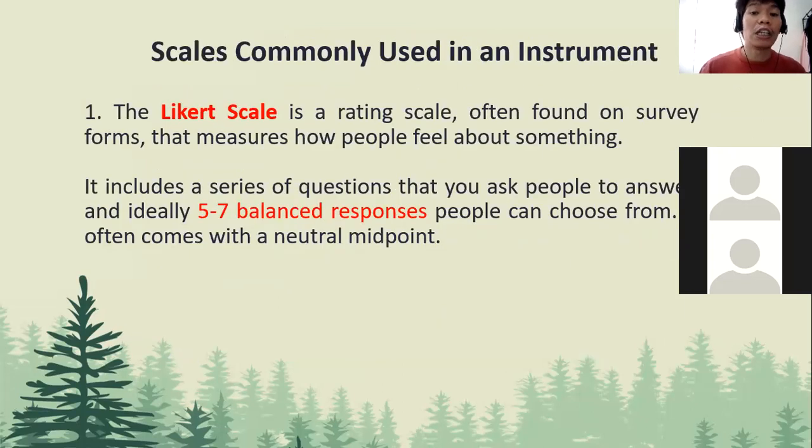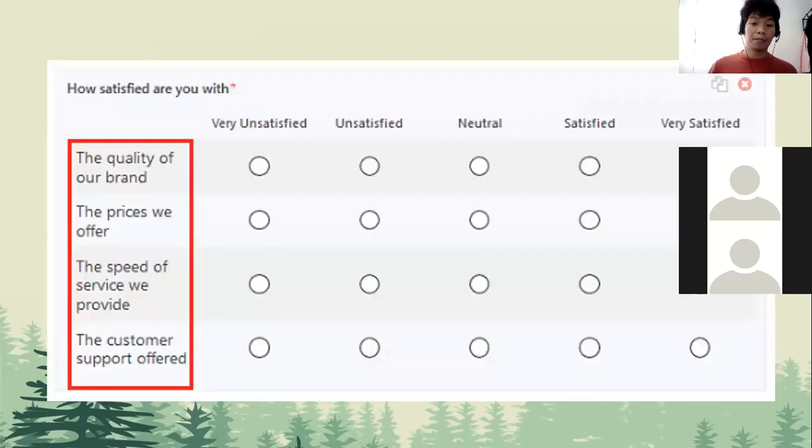Then scales, commonly used in an instrument. We have the Likert scale. It's a rating scale often found on survey forms that measures how people feel about something. It includes a series of questions that you ask people to answer. And ideally, 5 to 7 balanced responses. It could be a 5-point Likert scale or 7-point Likert scale. So you can choose from these responses. Then it often comes with a neutral midpoint. For example, this.